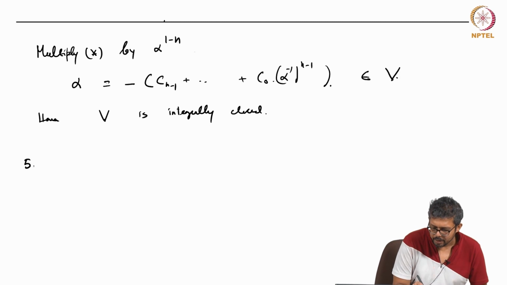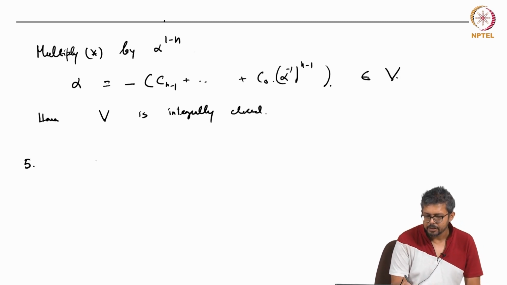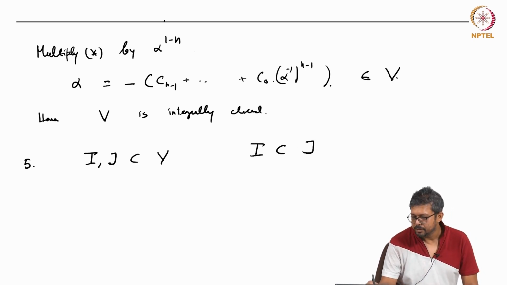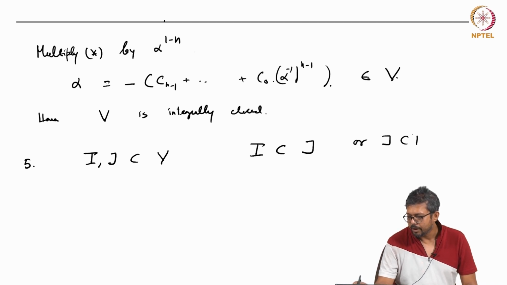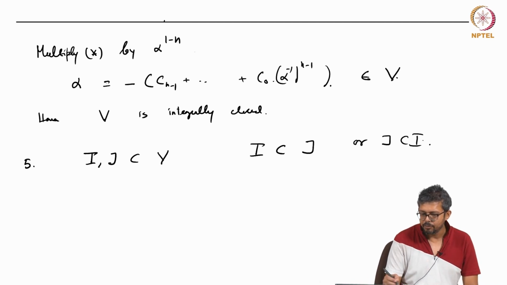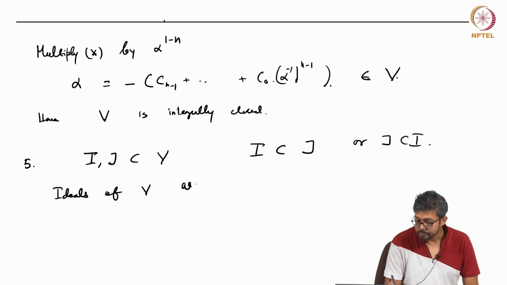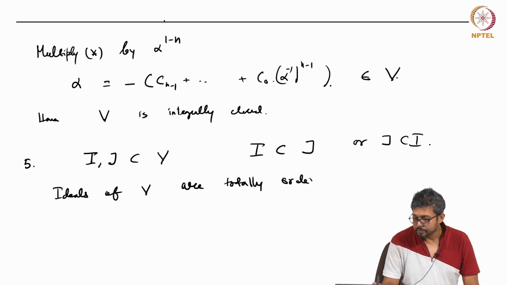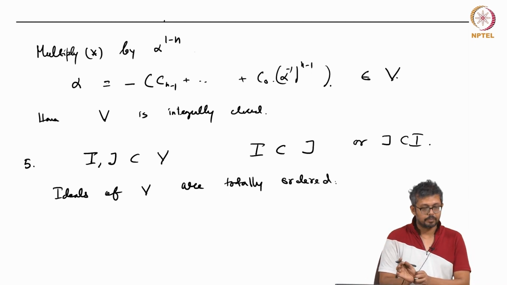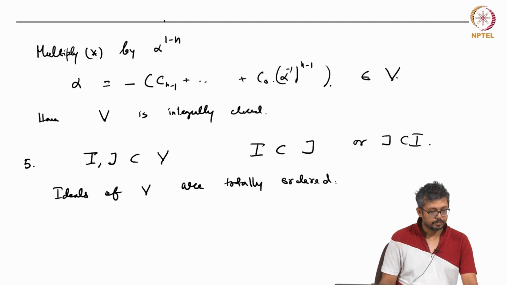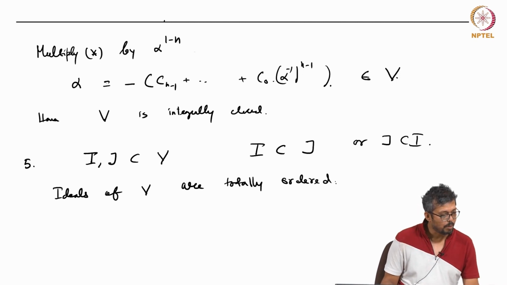Another important property it has is that the ideals of a valuation ring are ordered, in the sense that if I take two ideals I and J in V, then either I is a subset of J or J is a subset of I. So, the ideals of V are totally ordered. These are some important properties.